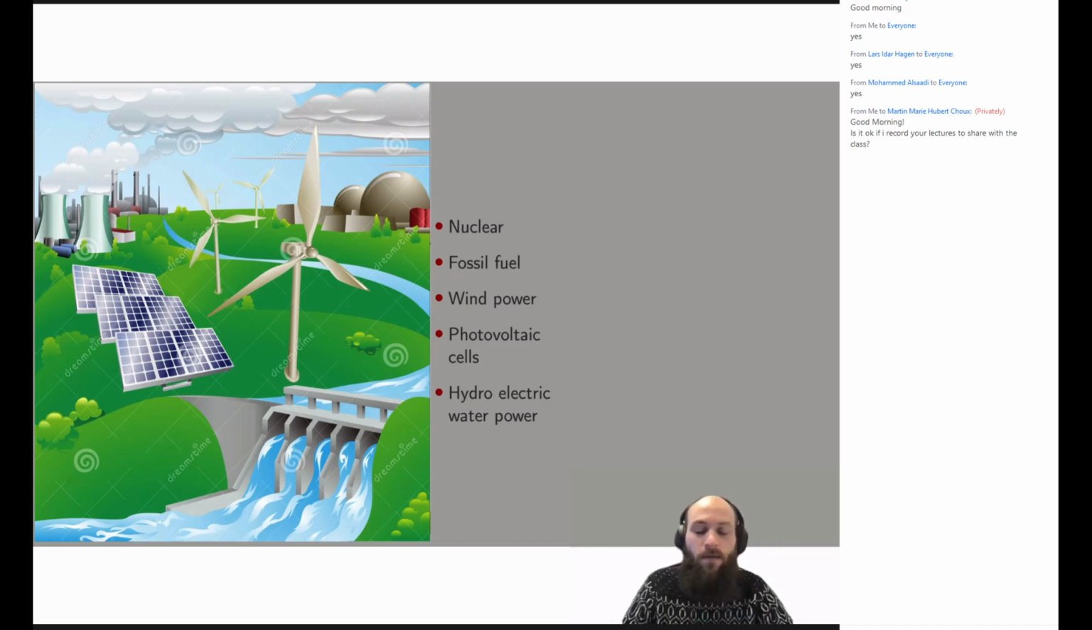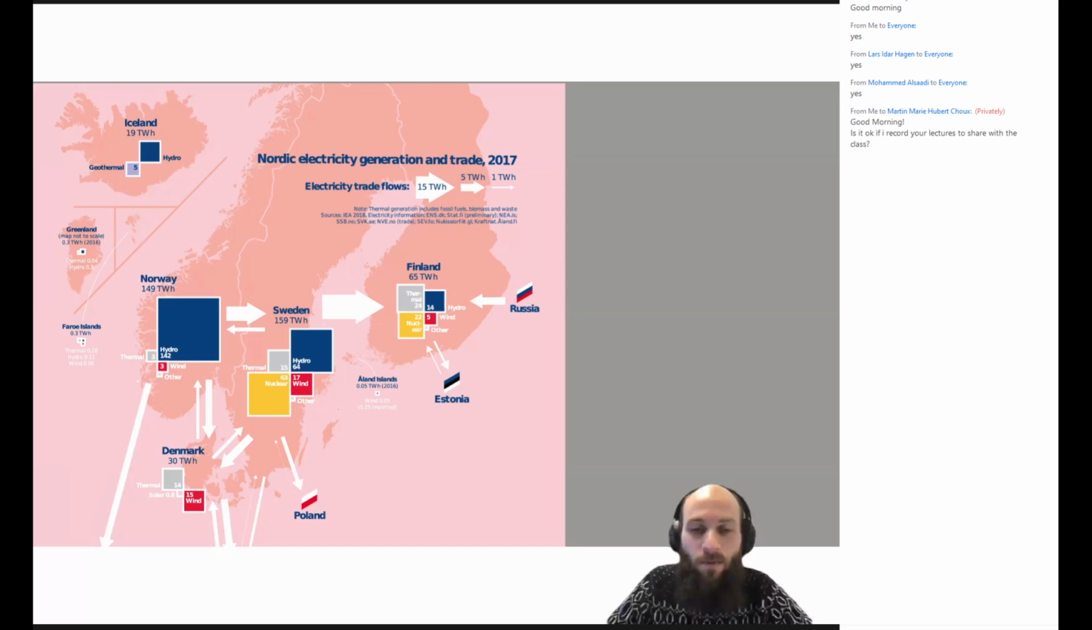So here is a map, and you can see what the sources of electricity production are for each country. And here we see that in Norway, it's 1.49 terawatt hour that is produced. And out of it, it's 142 that is coming from hydro. And we also have a flow where we export and import electricity from other countries.